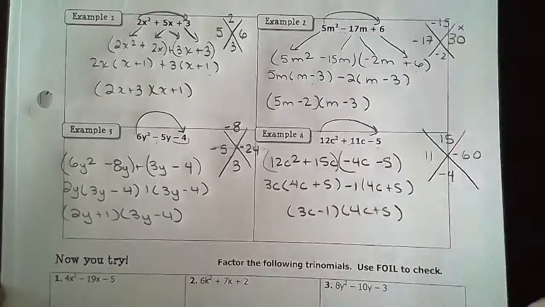So remember, whenever you're factoring, the first thing you have to do is first take out the greatest common factor, then use one of your factoring methods to do anything else.